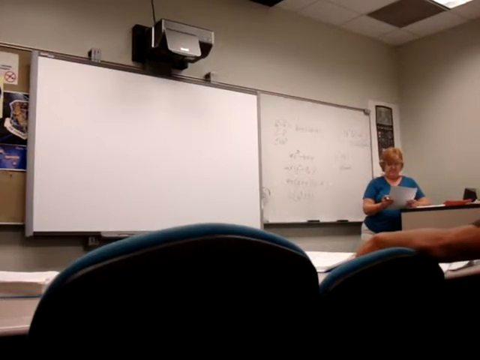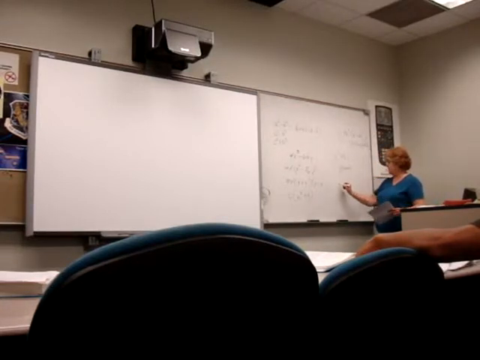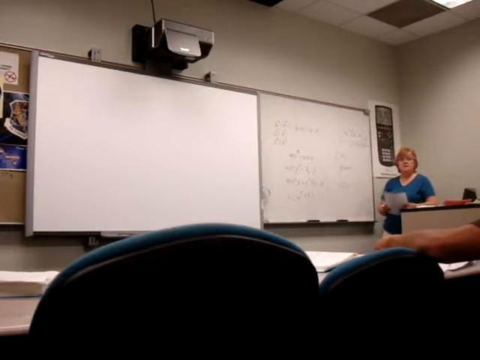Number 11, what do you got? Common factor of 7. That's going to give you 2x minus 7. Number 9, 11 times the common factor. Any questions about that one?